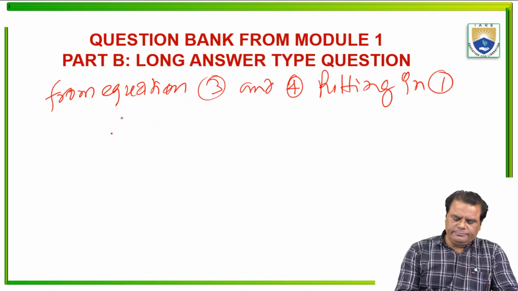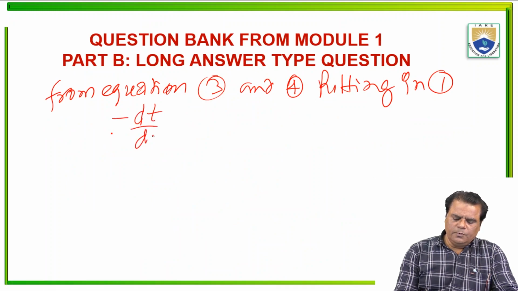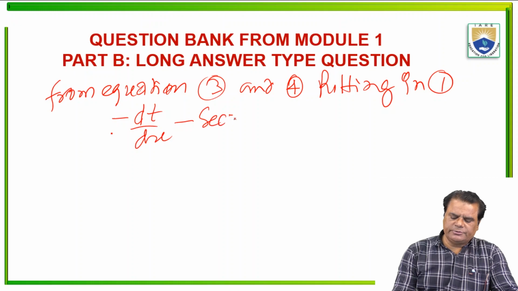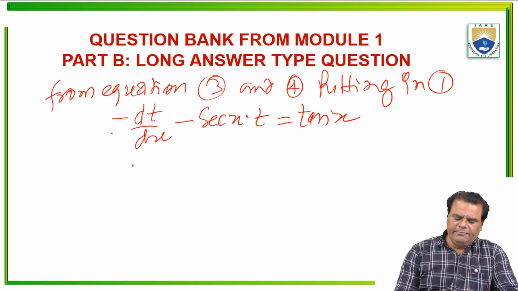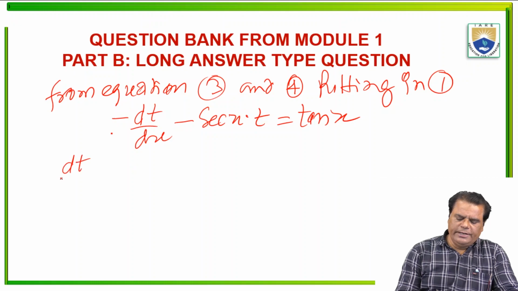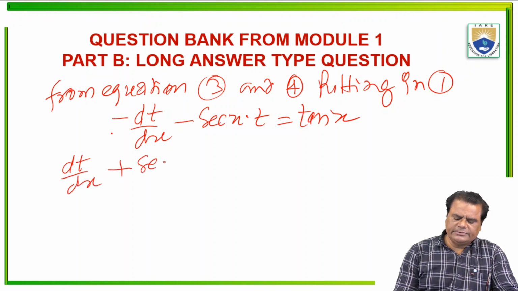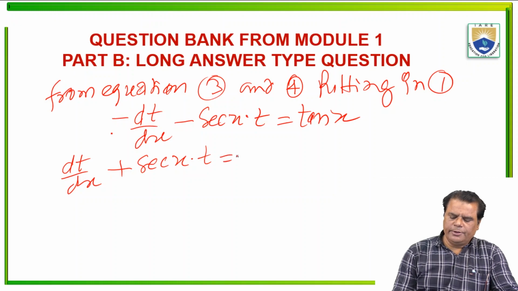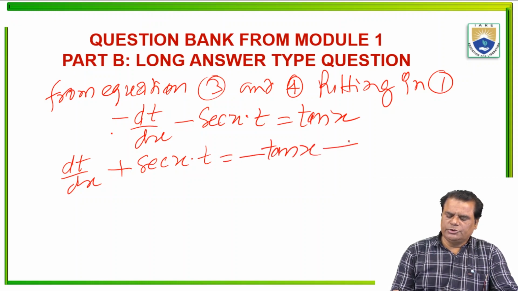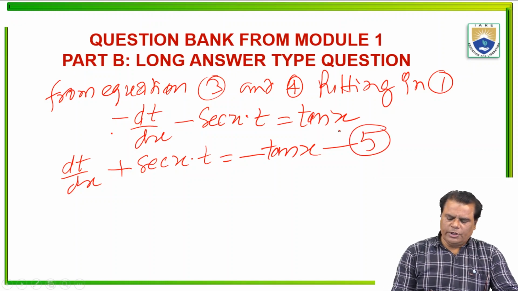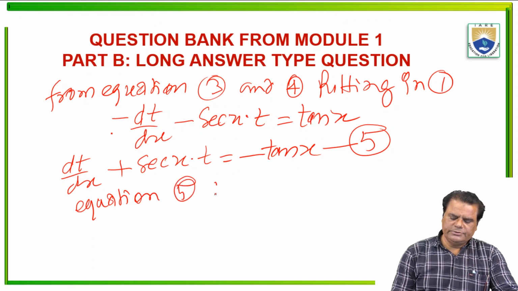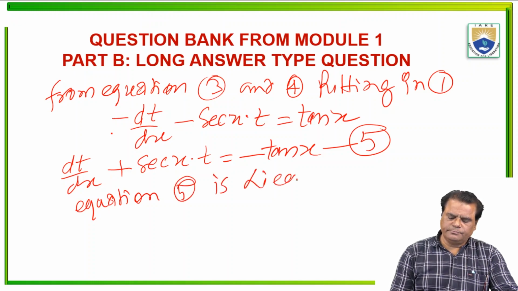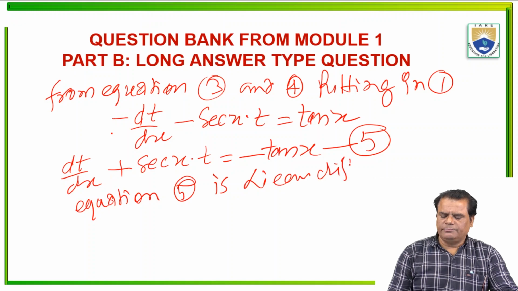So here I am writing -sec x into t equal to tan x. Multiplying by the minus sign, dt/dx plus sec x into t equal to -tan x. This is equation 5. Equation 5 is a linear differential equation. Okay.